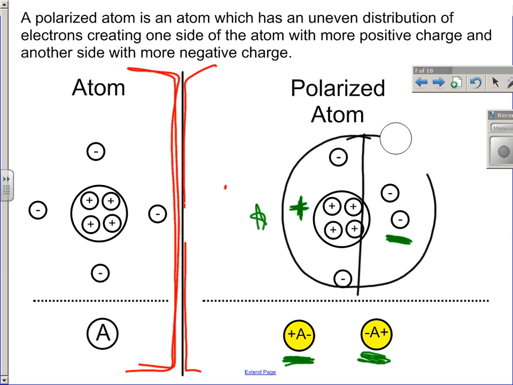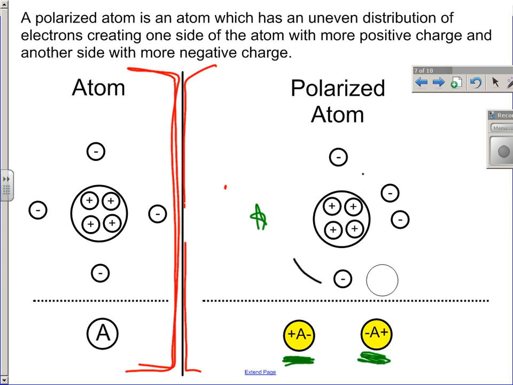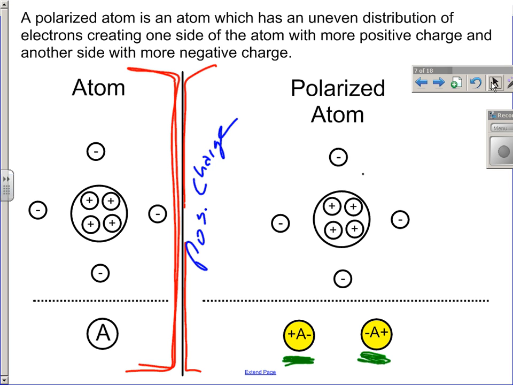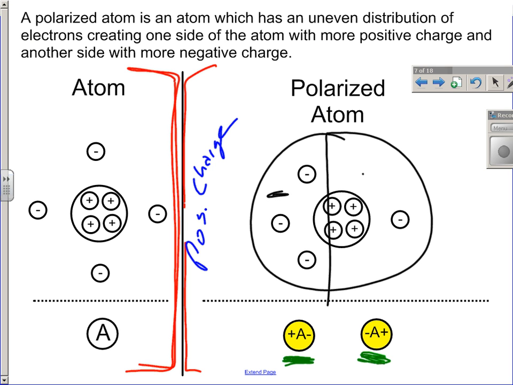Think about this. Let's go back to our starting point. Before I messed up our atom, it looked like this, right? So what if we had a positive charge? In that case, the negatives would be attracted to it, so my electrons are going to go zoop, zoop. And now we've got the negatives on the left and the positives on the right. Again, here's your atom. Draw a line down the middle. You've got more negative over here, more positive over here. So there you go. Polarization, or polarized atom, sorry.